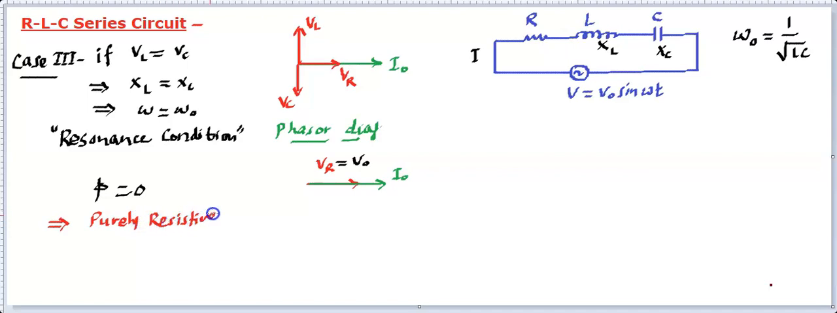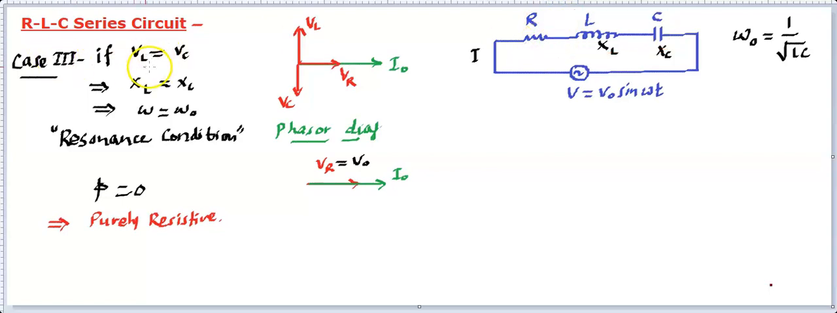That means the effect of the capacitor and inductor, they are cancelling out each other, and this circuit is going to behave as if this is not there. So their effects are cancelled out by each other. Only resistance will be playing its role.